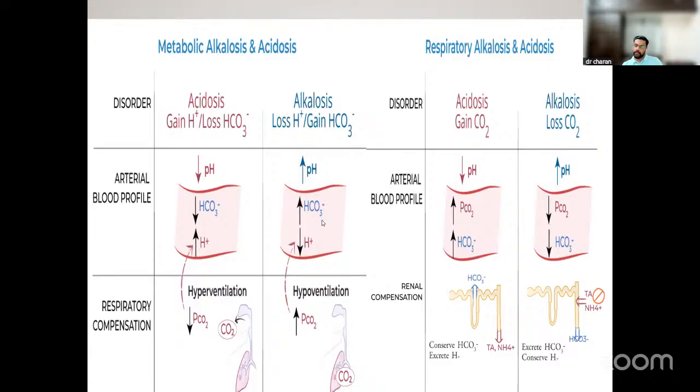So here what happens? Lung tries to conserve carbon dioxide. Patients become less tachypneic, the patient's respiratory rate decreases, it tries to retain carbon dioxide and causes respiratory acidosis to compensate for the metabolic alkalosis. Similarly, in respiratory disease, when the problem is in the lung, kidneys try to compensate.